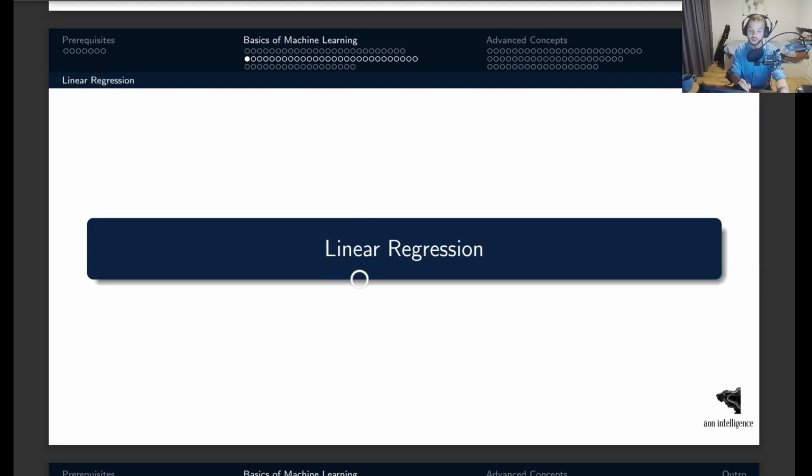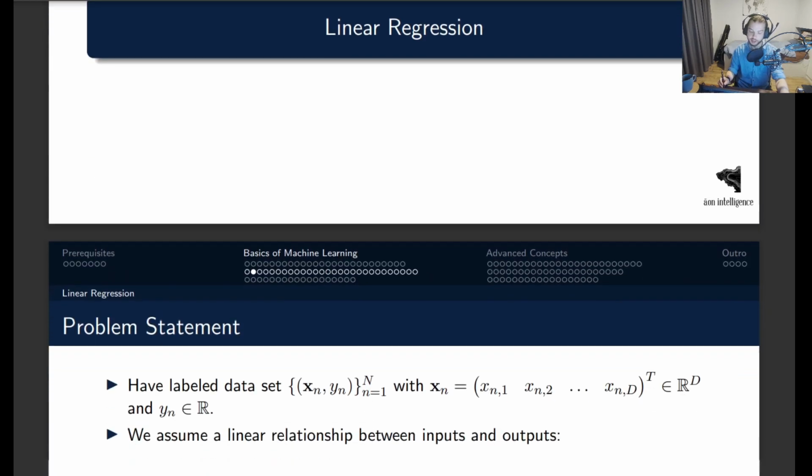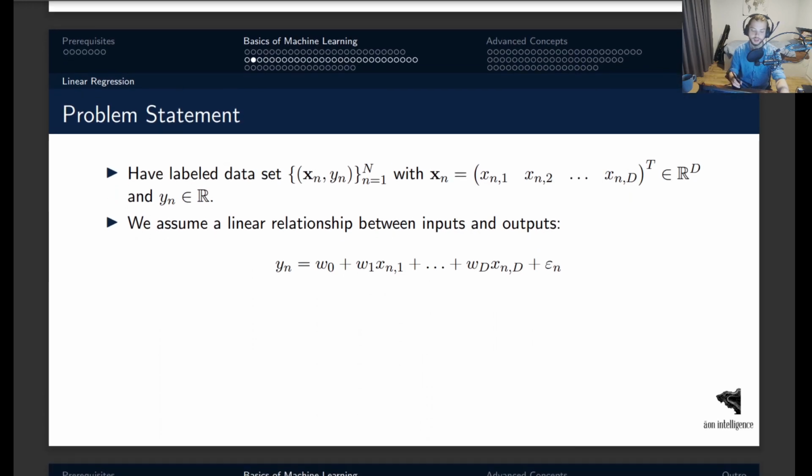This is the algorithm most people start with when studying machine learning, and it's called the linear regression algorithm. So let's have a look at what the linear regression algorithm is all about. The problem statement of linear regression is that we have a labeled data set containing tuples of features and labels. So we are in a supervised learning scenario since we have labels available.